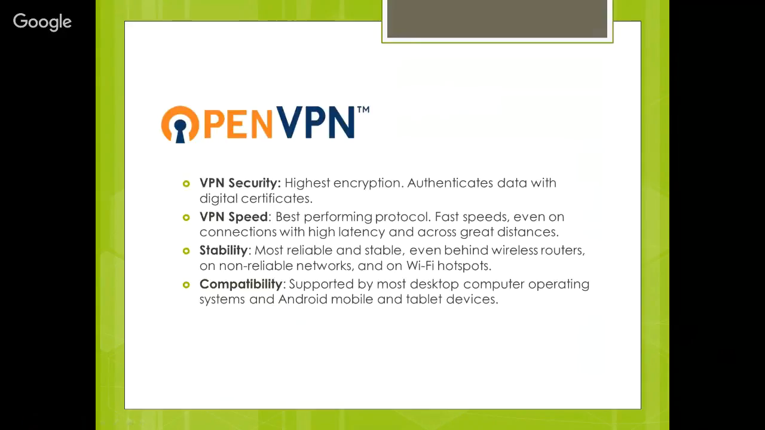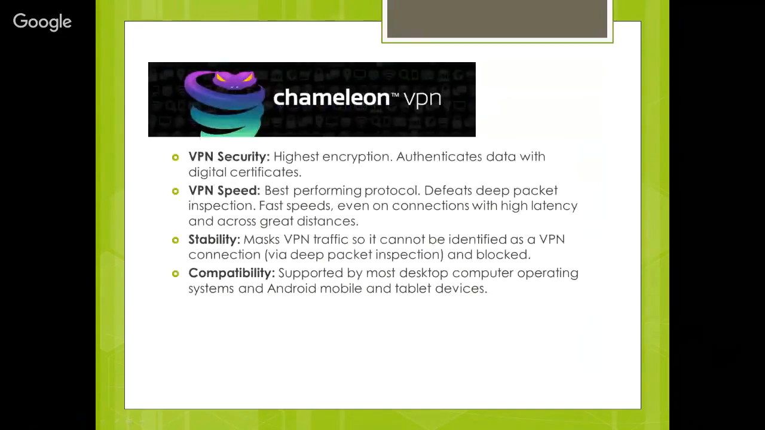OpenVPN is the recommended protocol for desktops, including Windows, Mac OS X, and Linux. It has the highest performance, is fast, secure, and reliable. Lastly, Chameleon is very similar to OpenVPN in speed and security. It differs, however, in being great for users being blocked in countries such as China, or if you are experiencing speed issues due to bandwidth throttling.